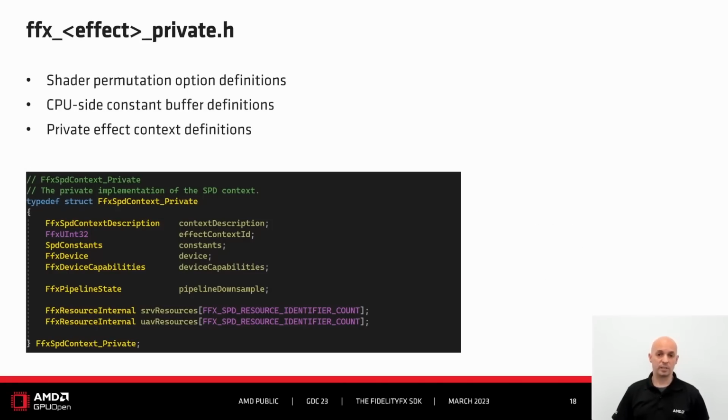The ffx_effect_private.h file is where you're going to find all the definitions used in the implementation details for each effect component. This will include the multitude of shader permutation options used to create the needed pipelines, the CPU side constant buffer definitions that we use to upload constants, and private effect context, which holds everything used internally throughout the lifetime of the effect component. As an example, you can see SPD's private context definition here.